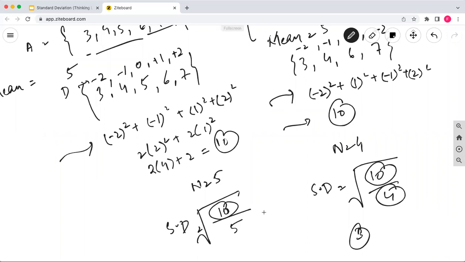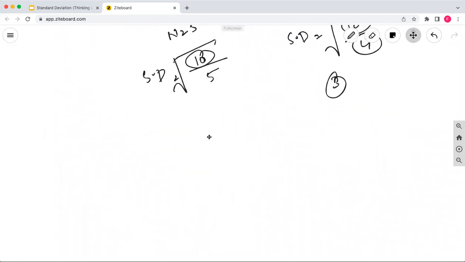So just keep in mind that the number of elements plays a vital role in finding the standard deviation. Just like in this scenario, the sum of square deviation could be the same, but the only thing that will make the difference is the total number of elements. Now let's move further.